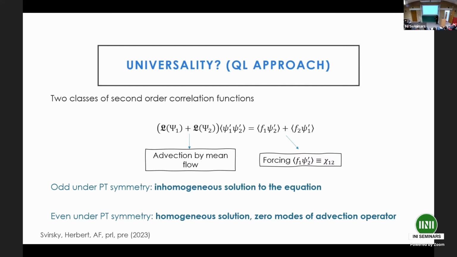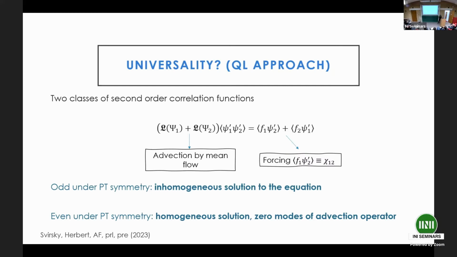But in this system, which is very strongly out of equilibrium, you can do this sort of closure, compute the mean flow, and then look at the 2-point correlation function. What you find is that the equation for the 2-point correlation function decomposes into two parts. There is a part related to advection by the mean flow, related to the homogeneous solution to this equation, and that part is even under this PT symmetry. These are zero modes of this advection operator. And the other part, which is odd under this PT symmetry, is a solution to the inhomogeneous equation.